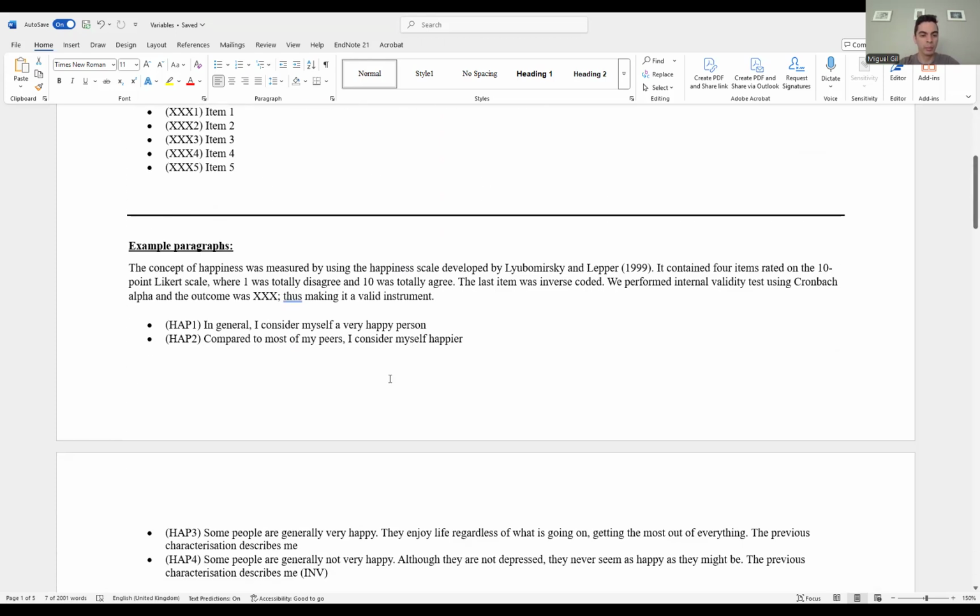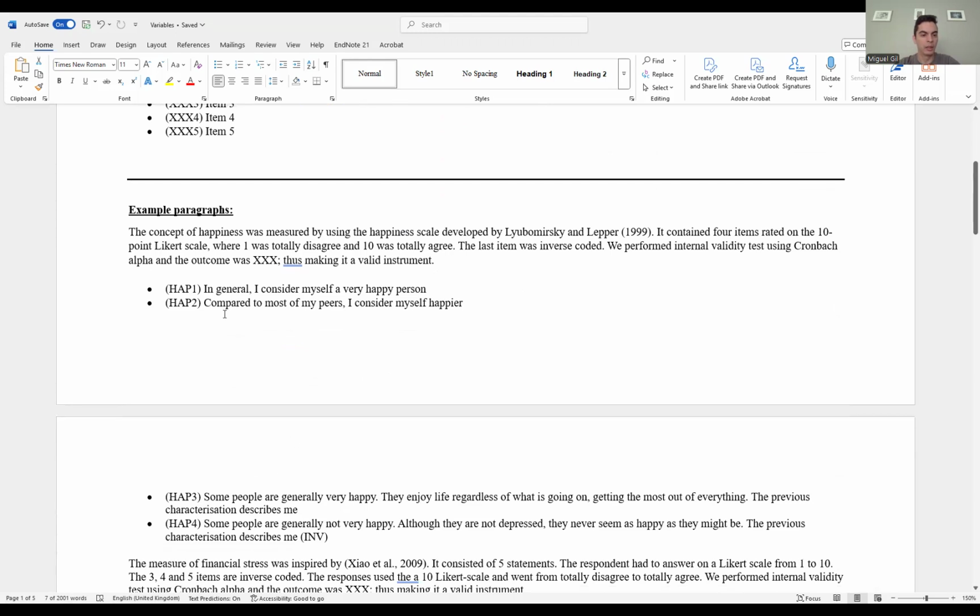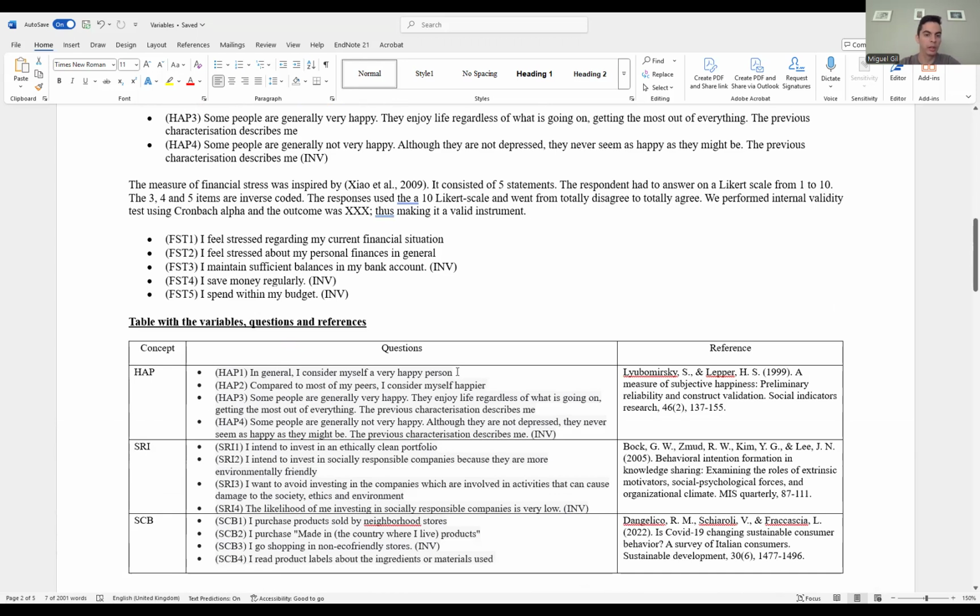And I think we have an example of that here in happiness. In general, you can check in here: in general, I consider myself a very happy person. So 10 is good, 10 is more happiness. Compared to most of my peers, I consider myself happier.